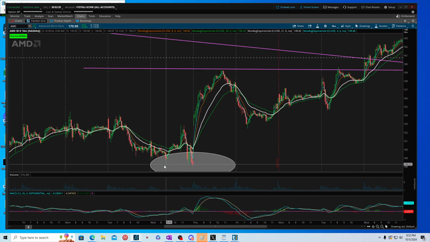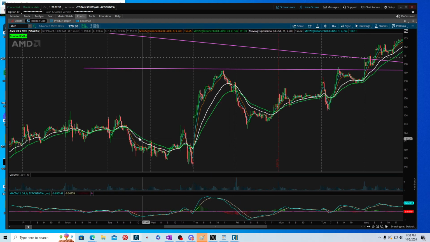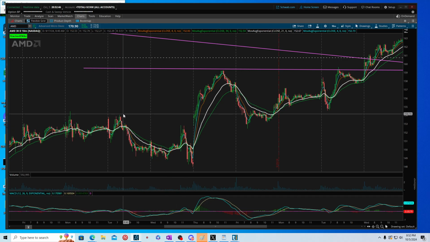So here's another example. I don't know if this is at a key level, but I'm just going to show you. Stock's kind of going sideways. It's going down. 10-minute EMAs crossed to the upside. Look, right here, we didn't make a higher high. These are all lower low, lower low, lower low. Now, boom, higher high. Why is that?